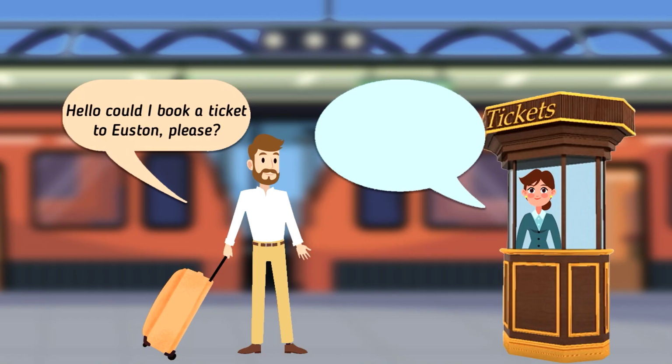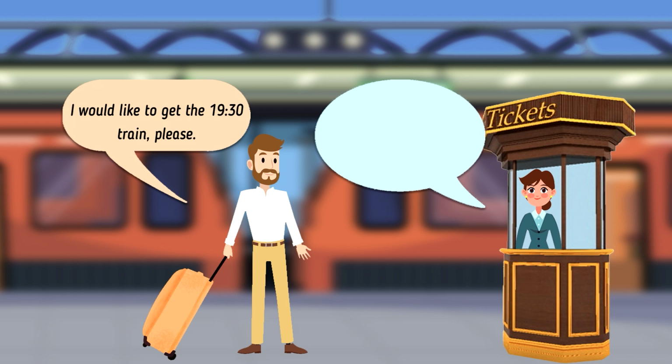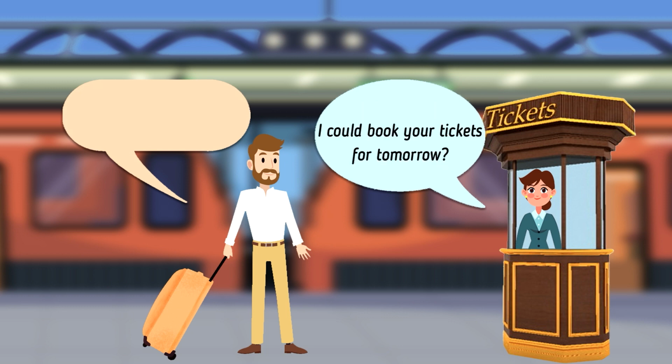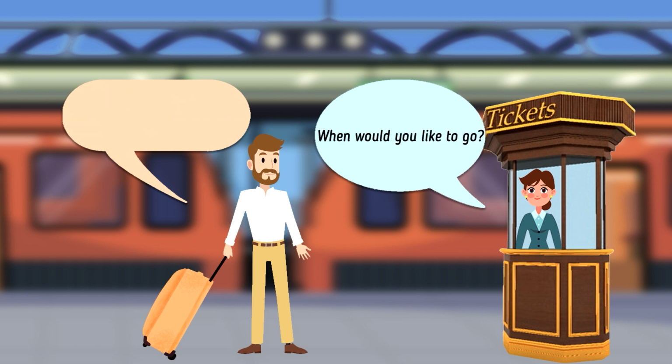Hello, could I book a ticket to Euston, please? When would you like to go? I would like to get the 1930 train, please. Unfortunately, there are no tickets available for that train. I could book your tickets for tomorrow. I suppose I don't really have a choice. When would you like to go? On the first train. OK, that is all booked for you.